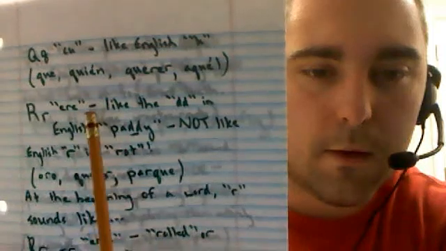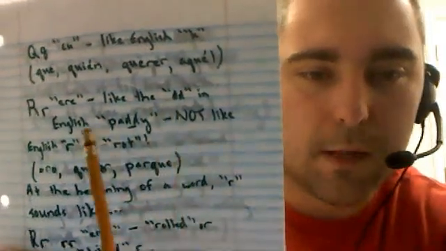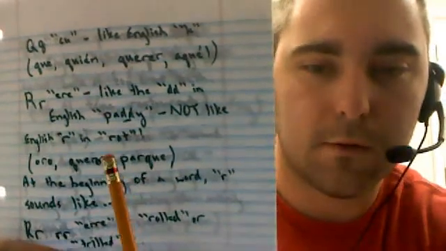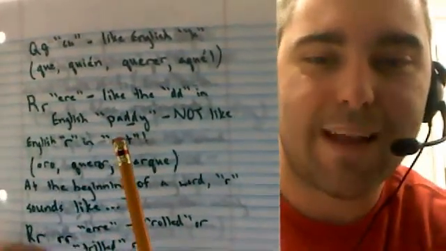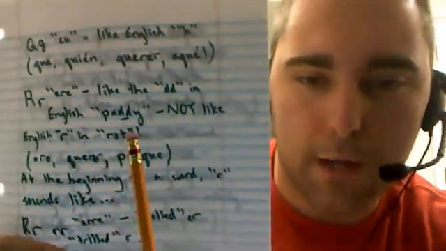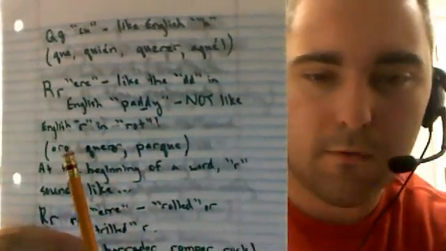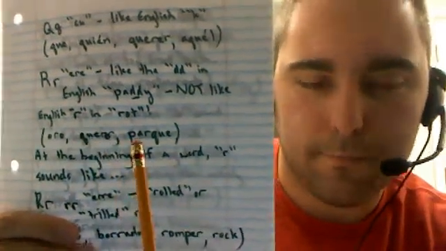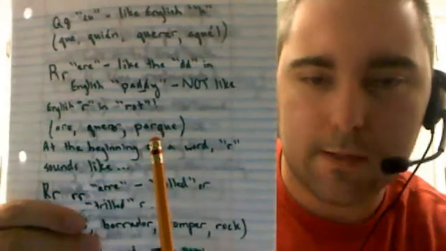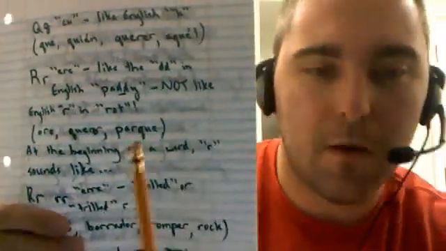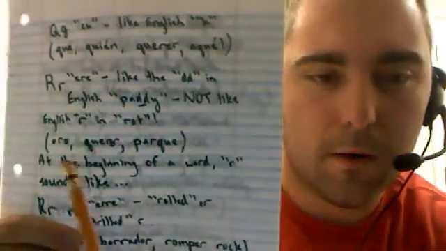R is pronounced just like the double D sound in the English paddy. Notice how you just kind of tap your tongue against the roof of your mouth. Paddy, patty. It's not pronounced like the English R in the word rot. So we have oro, querer, and parque. Get in the habit of tapping your tongue against the roof of your mouth just behind your top front teeth when you say the Spanish R.